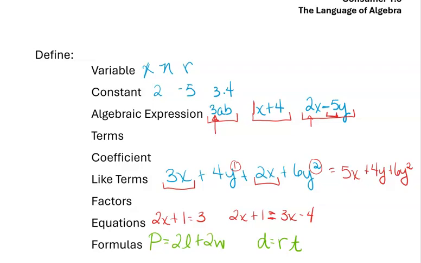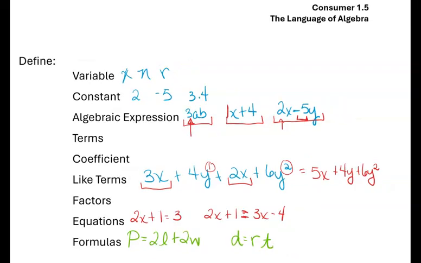You use a formula the same way as you would evaluate an algebraic expression. You replace the known variables with their known values, and then you simplify or solve for the unknown variables. We are going to do examples of this in the next video, part B of 1.5, after we talk about mathematical properties.